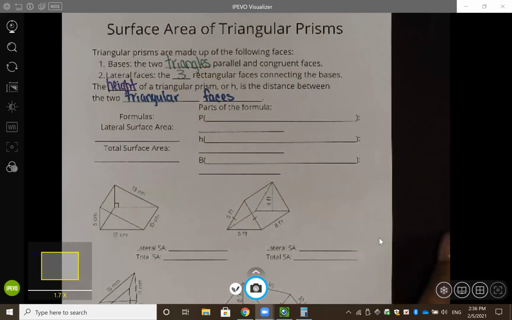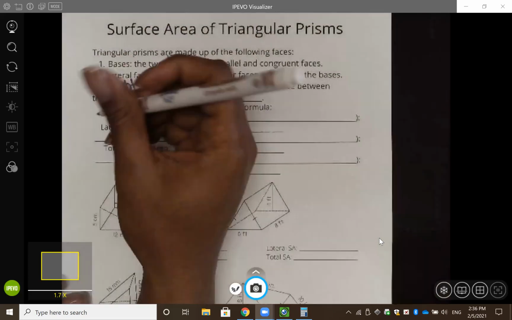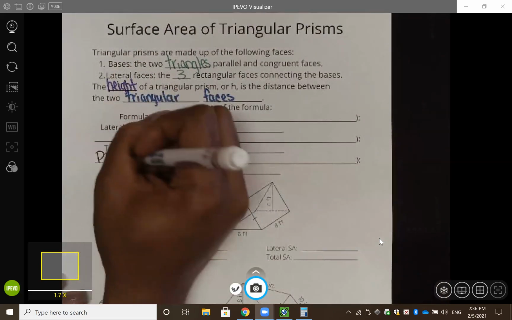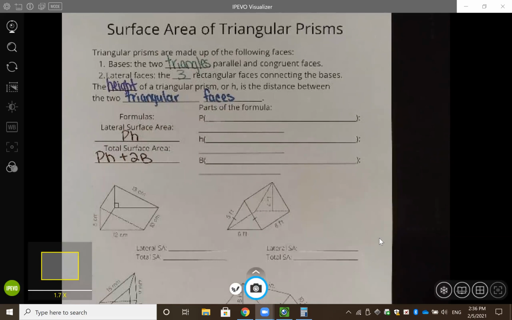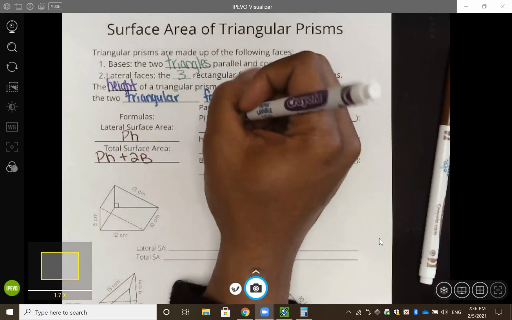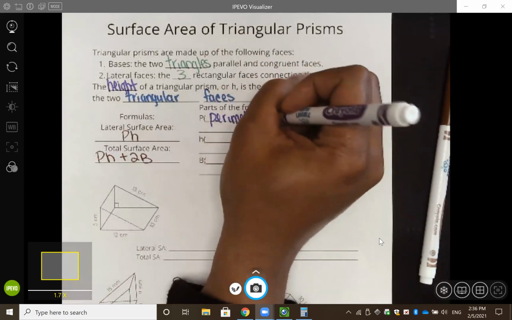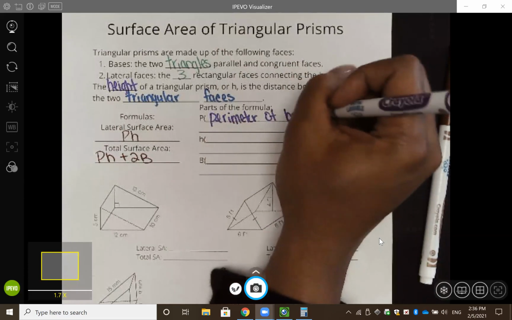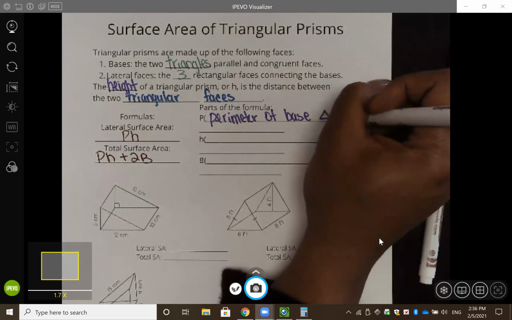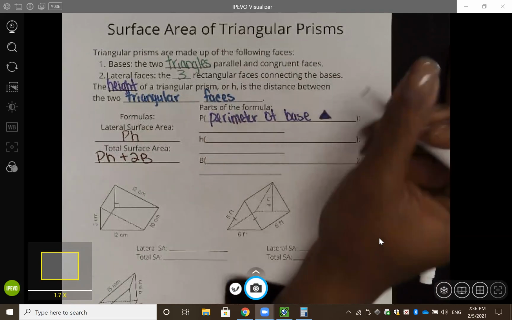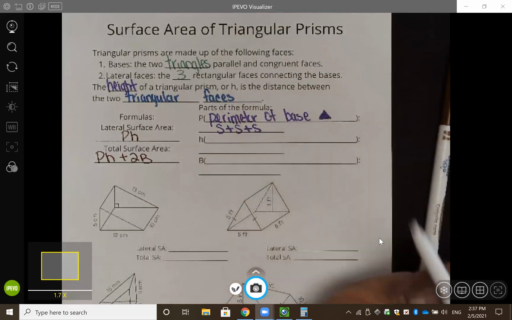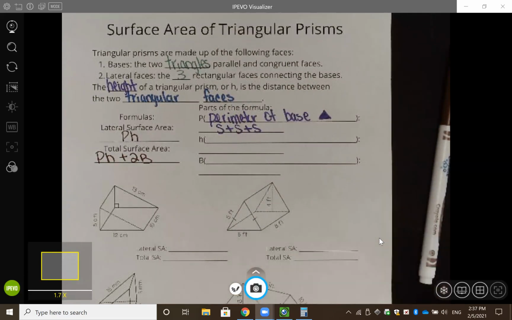We just discussed the formula, so I'm just going to go ahead and jot that down. So for lateral, you have perimeter times height. And then for total, you have perimeter times height plus 2 times big B. The parts of the formula: P is the perimeter of the base. And to find the perimeter of a triangle, remember your base is the triangle. To find the perimeter of the triangle, you add your three sides. So side plus side plus side. Your three sides, add them up, and that's your perimeter.